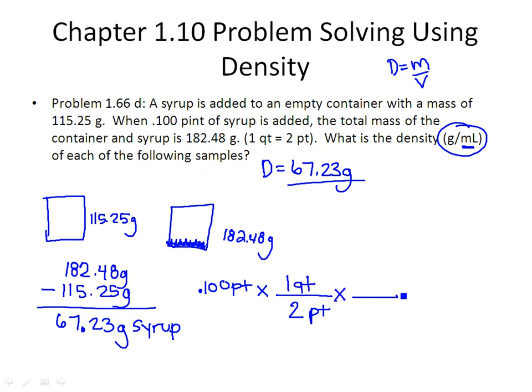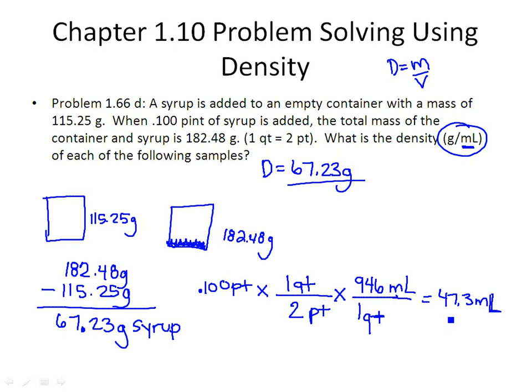If you look at your conversion factor list, you can see where to go next. There are a couple of ways you can do this, and we'll show the shortcut, the easiest way. In 1 quart, there are 946 milliliters. You could have gone to liters and then to milliliters, but this shortens that up. So we should get 47.3 milliliters of syrup.